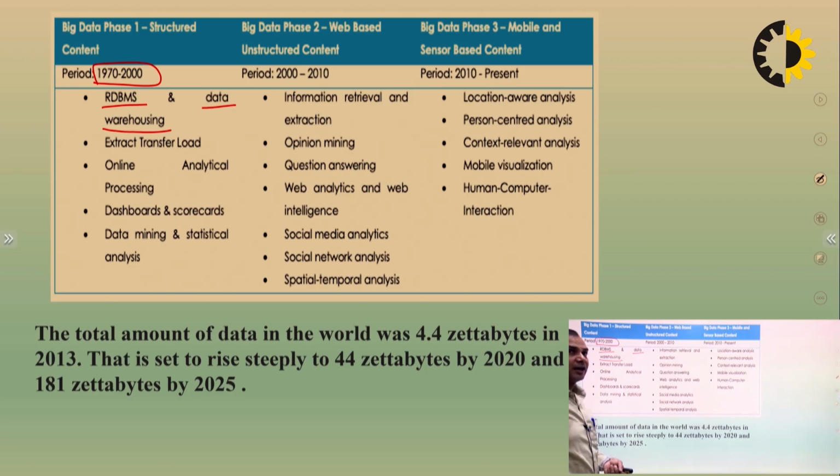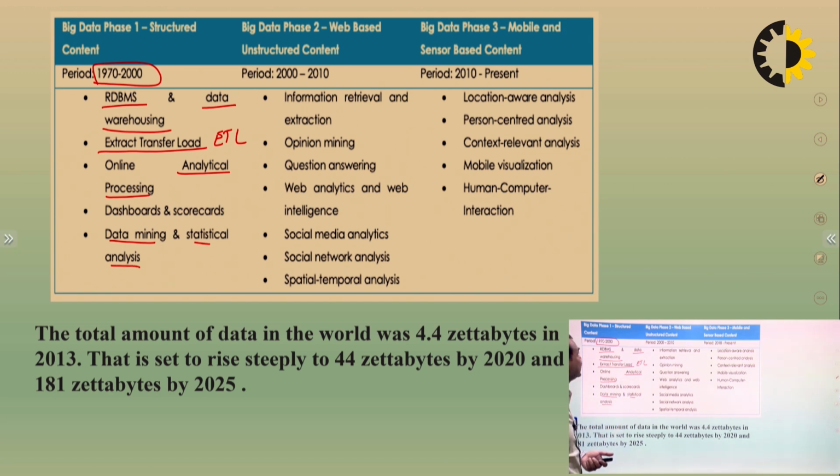warehousing. And when they stored the information, they used extract, transform, load to extract information. After that, they used some analytical processing to analyze the data. So they used analysis of data, and they used dashboards or scorecards for this data. And then they used data mining as the statistical analysis.